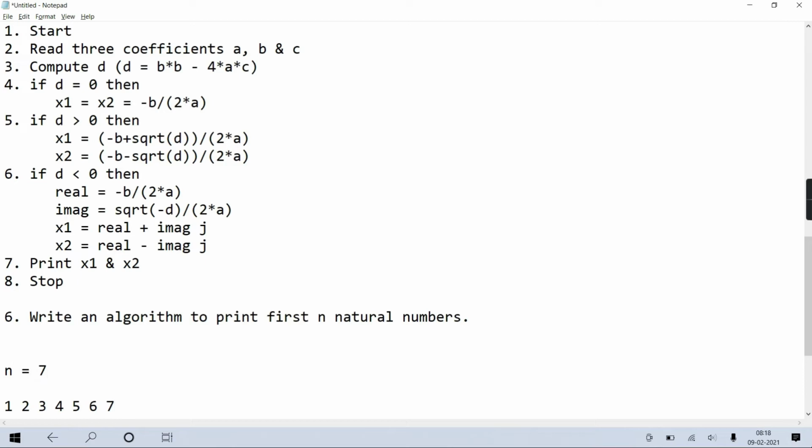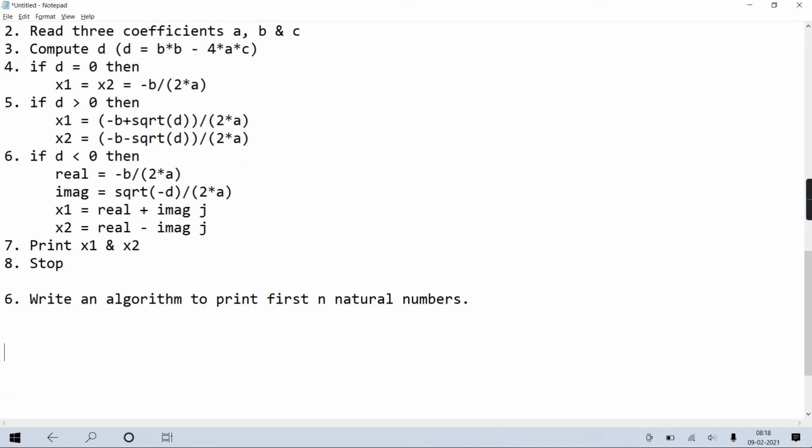Now it depends on the n you have given. So n is not fixed. N is a variable value, not a constant value. The n value will depend on the user, on what input the user has given. If the user has given input 10, then the first 10 natural numbers. If the user has given input 5, then the first 5 natural numbers. So in this case, we have to do repetition.